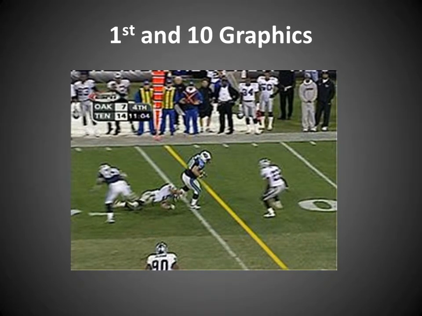Have you ever wondered how those yellow lines appear during football games to let viewers know when the players get a first down? Well, this is accomplished with technology known as augmented reality.